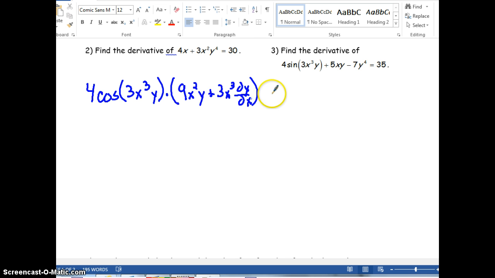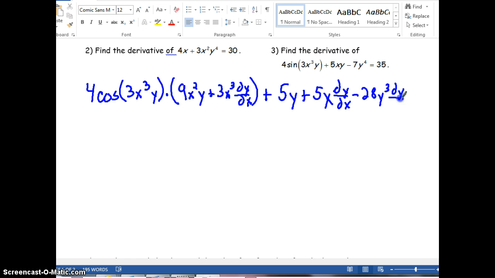All right, now plus, I'm just right here, take the derivative of the 5xy. Again, that is a product rule. So this is going to be 5y plus 5x dy dx. Continuing on, I'm going to have minus 28y to the third dy over dx, and that's equal to 0. All right, we're going to leave it like that. We're not going to solve for the dy dx because this one is buried. We could do it, but it would just be more complicated than what we need for our purposes. So that's the answer we're going to accept for number 3.